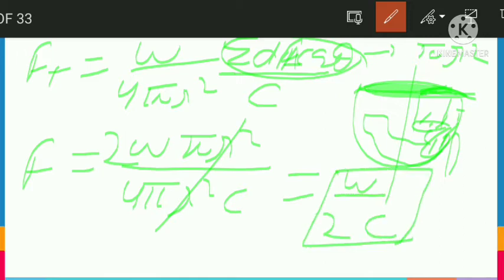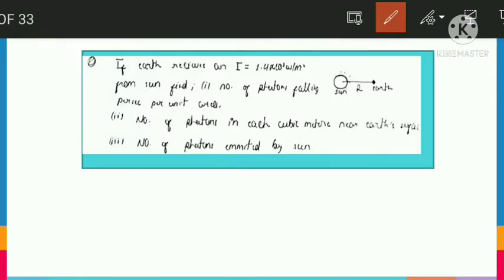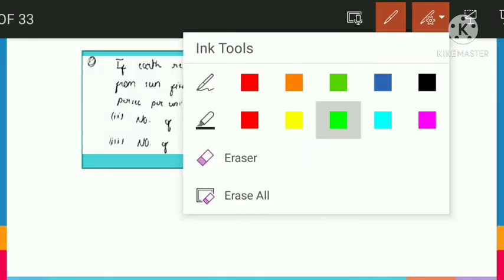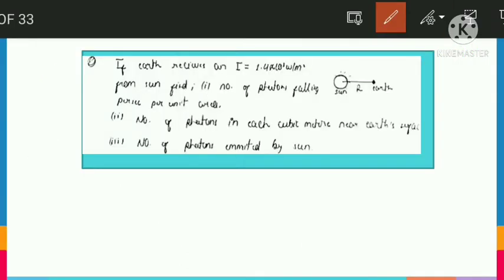So friends, I hope this question is clear to you. Our next question says, if Earth receives an intensity of this much amount from the Sun, then we have to find the number of photons falling per unit area per second. Second, the number of photons in each cubic meter near Earth's surface, and third, the total photons emitted by the Sun. So let's come to the first thing, the number of photons falling per unit area per unit second.